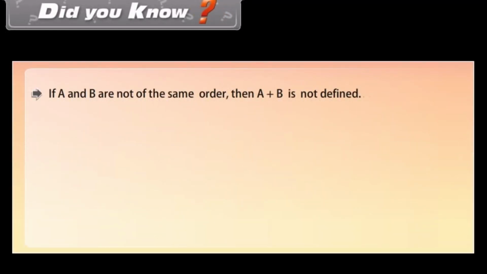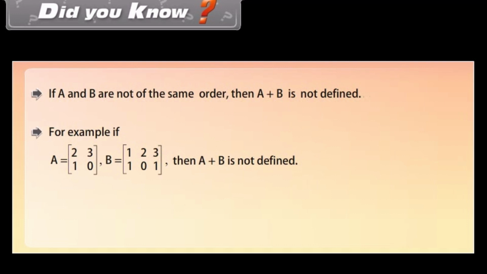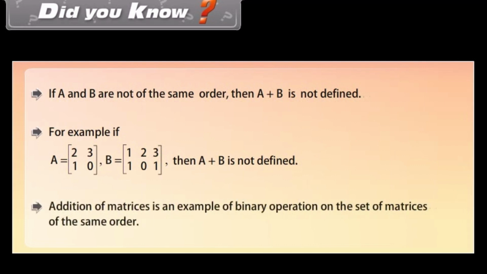Did you know? If A and B are not of the same order, then A plus B is not defined. For example, if A is equal to row-wise, first row 2, 3, second row 1, 0, and B is equal to row-wise, first row 1, 2, 3, second row 1, 0, 1, then A plus B is not defined. Addition of matrices is an example of a binary operation on the set of matrices of the same order.